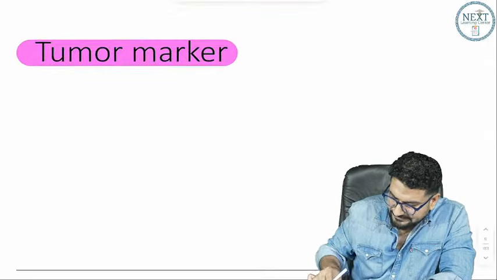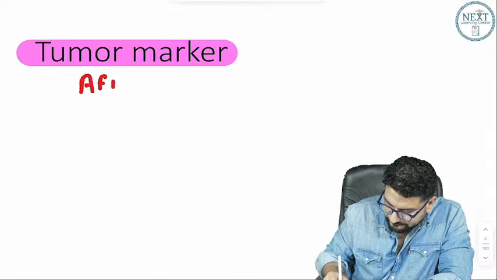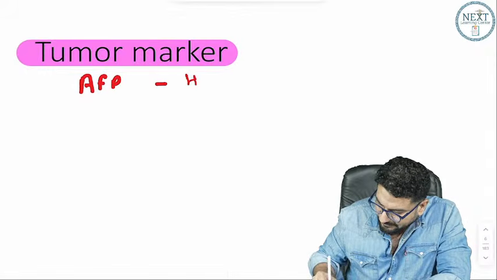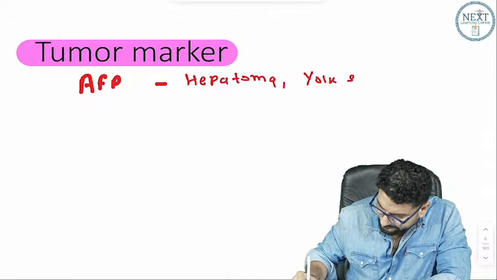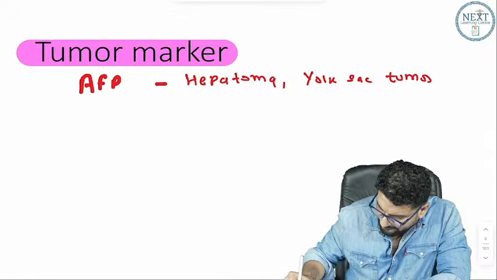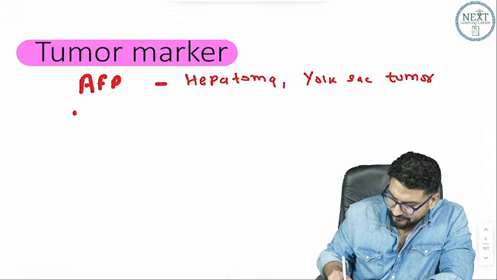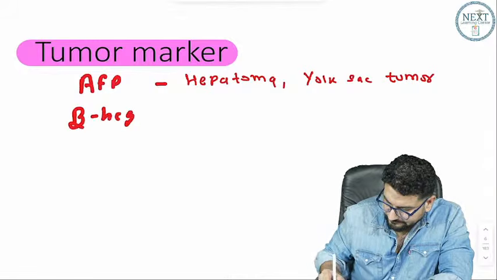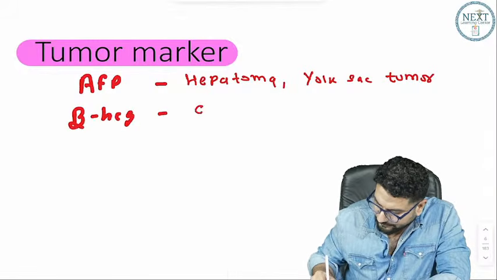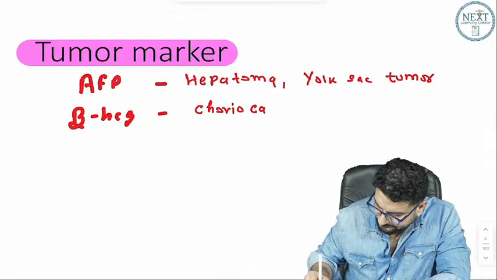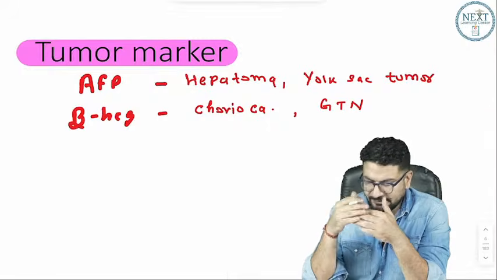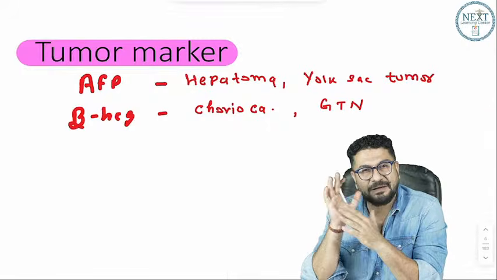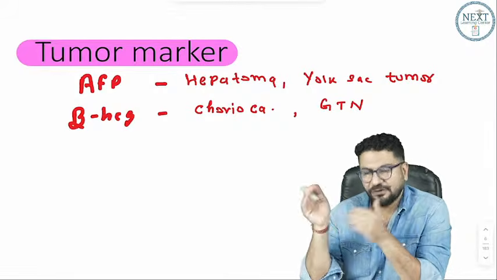First we already discussed alpha fetoprotein. Alpha fetoprotein means hepatoma and yolk sac tumor. The second important tumor marker we have to remember is beta HCG. Beta HCG is the tumor marker for choriocarcinoma and GTN, gestational trophoblastic neoplasm, like molar pregnancy, partial mole, complete mole. We call them gestational trophoblastic neoplasm.